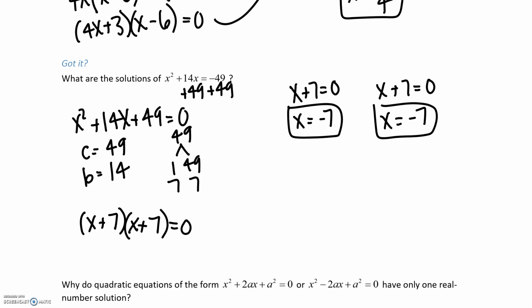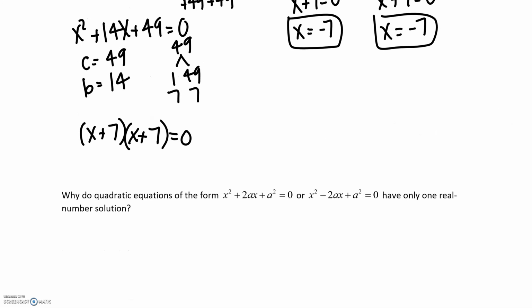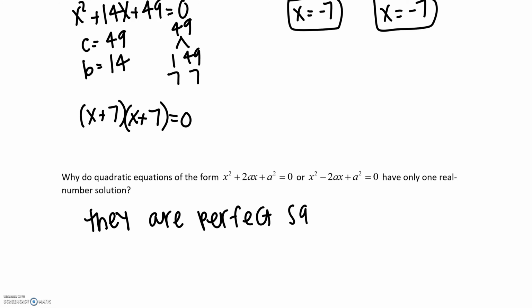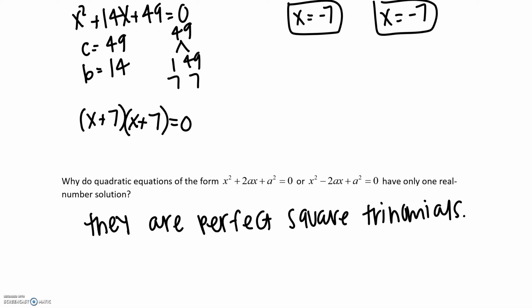Okay? So if we have quadratic equations in the form of x squared plus 2ax plus a squared equals 0, we're only going to have one real number solution because these are both going to be the same numbers, okay? So it's just because they are perfect square trinomials. Okay, so you should be good to go.